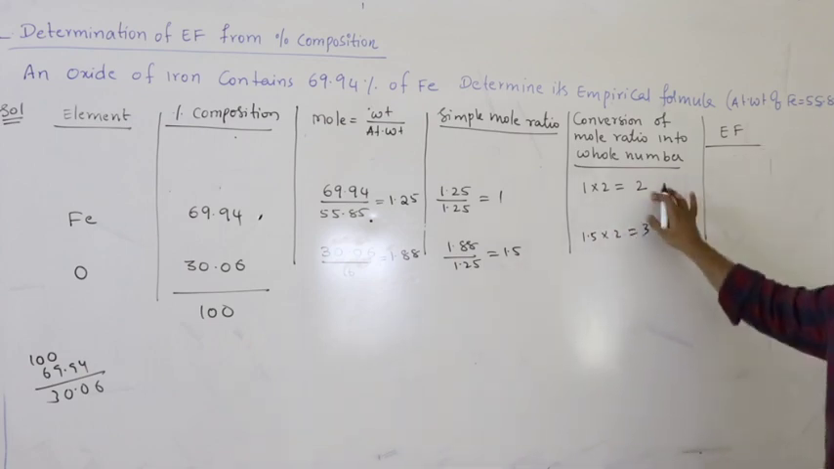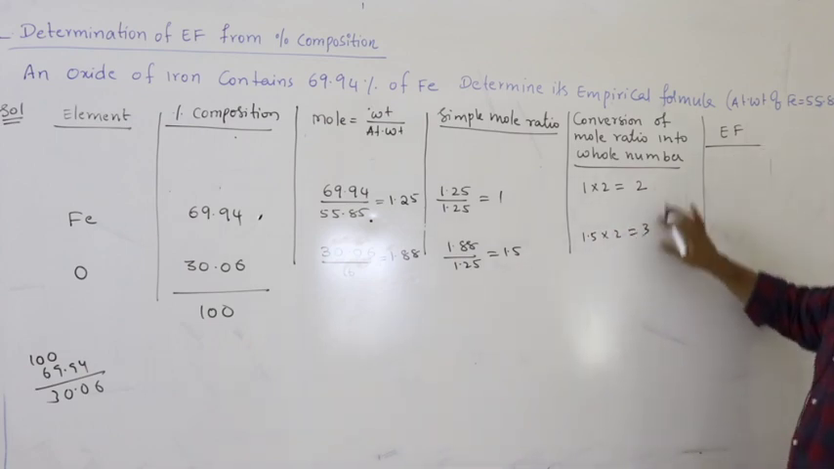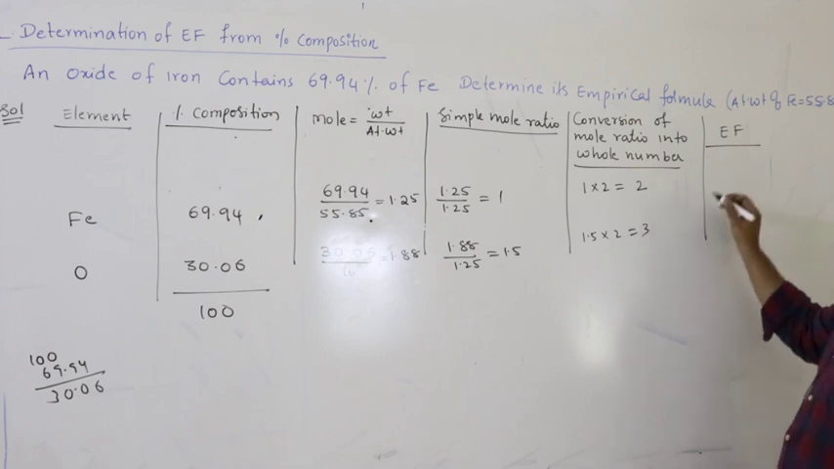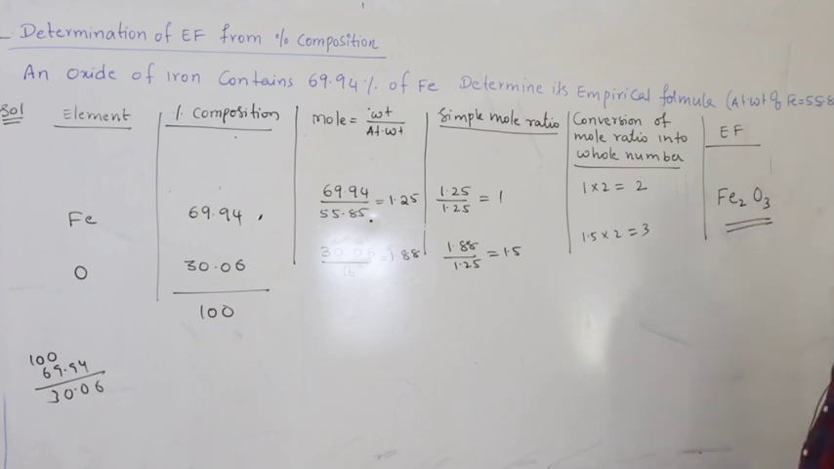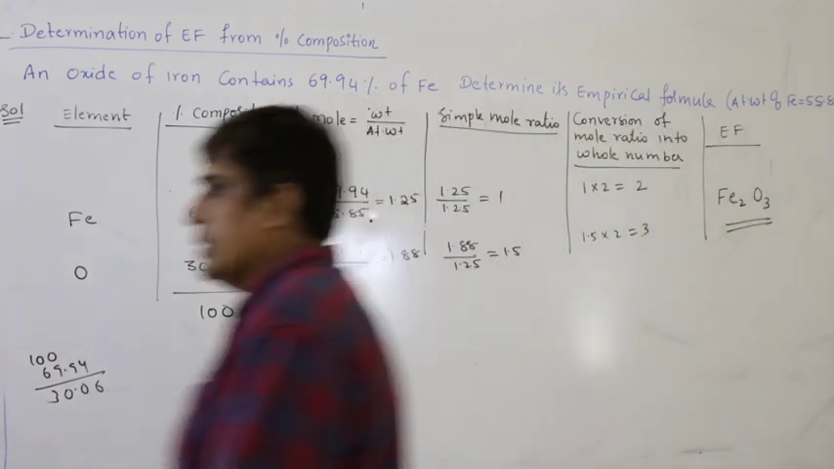So these are the whole numbers, and they should be written as subscripts. Subscript of iron is 2, subscript of oxygen is 3. So the formula is Fe2O3.